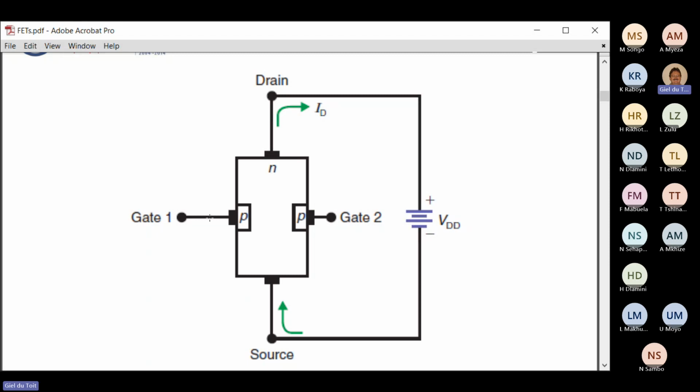And then the two gates are positive and the channel is N, so it forms like a groove. In real life, they actually make a little groove here. That's why they call it a channel. And that groove has very low resistance, and the current will then move from the drain towards the source.